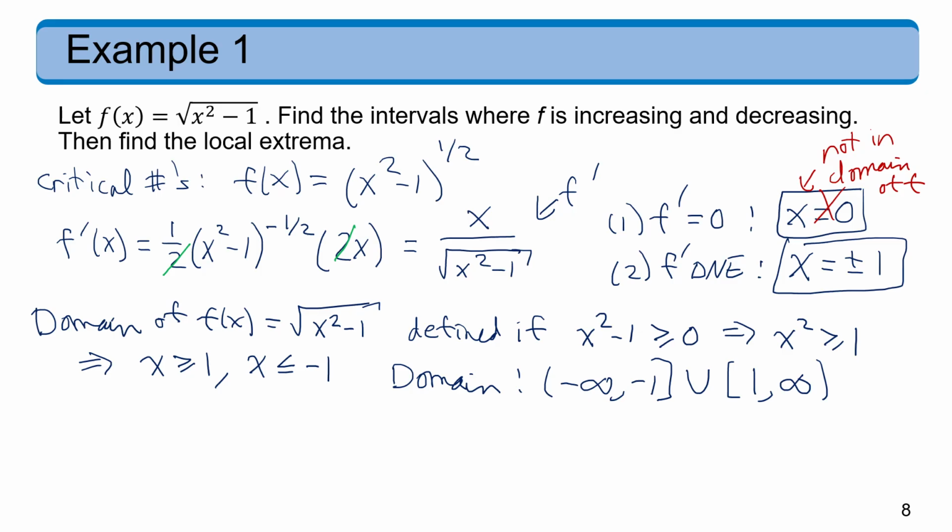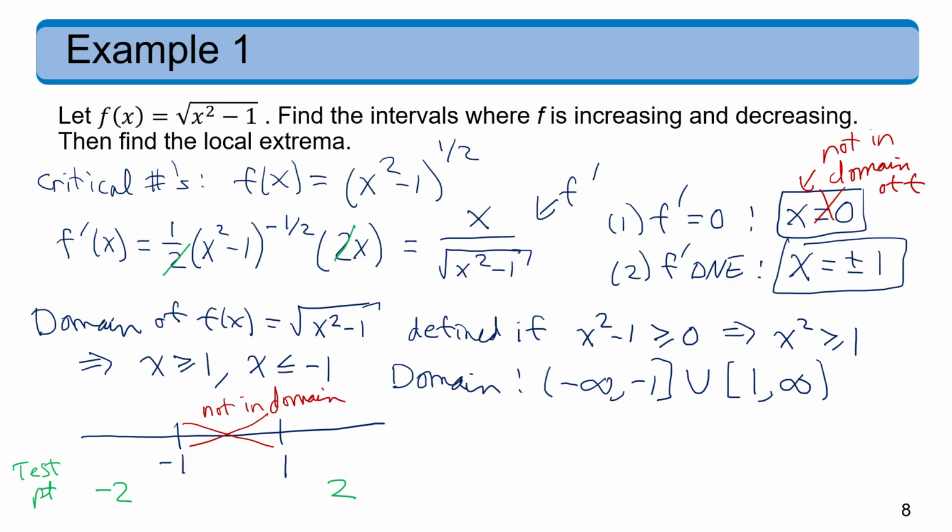So we're ready to make our number line. We put our critical numbers on it. And we also want to mention that this part is not in the domain, so we don't need to plug in anything there. Okay, so we've got two intervals to consider. We'll use our test point method. So let's choose negative 2 for that interval and positive 2 over here.